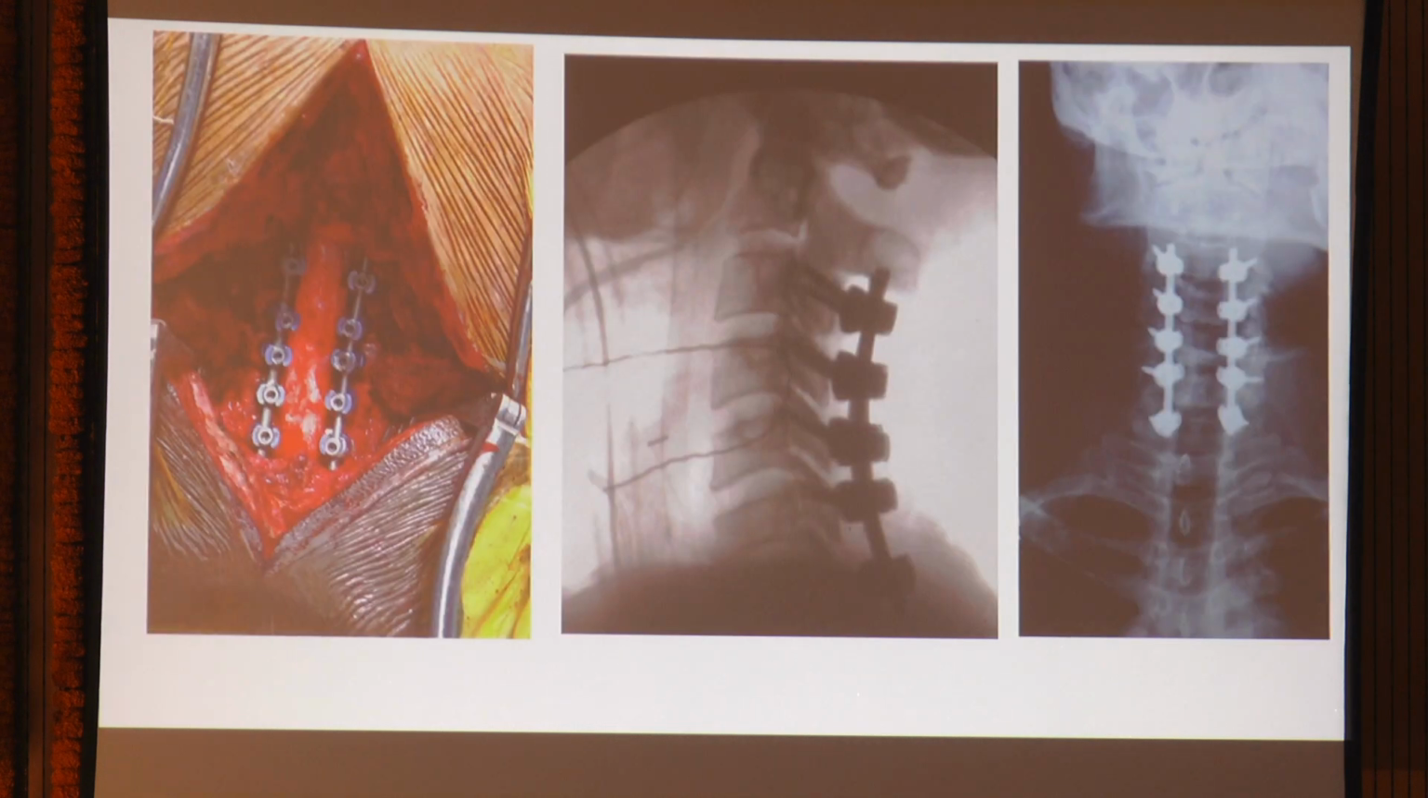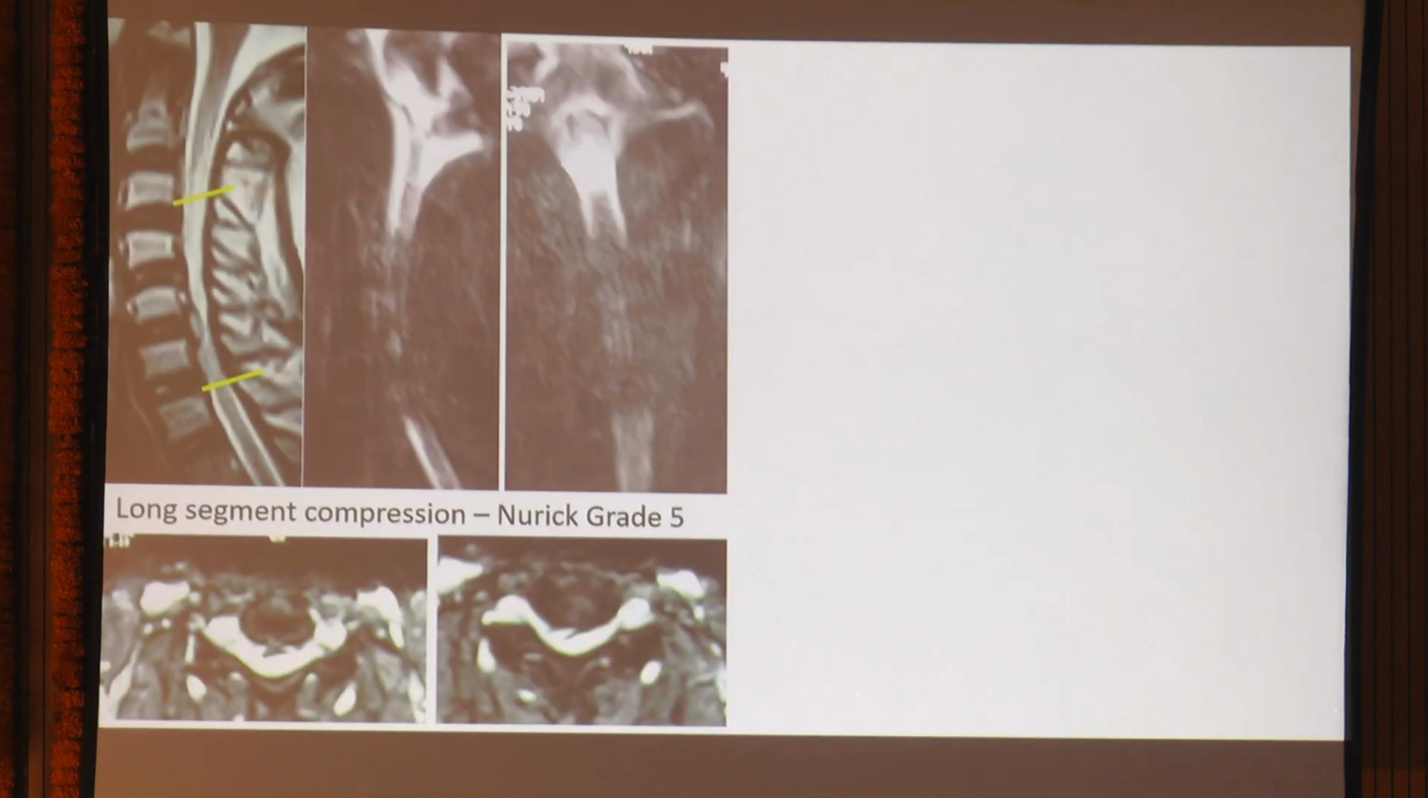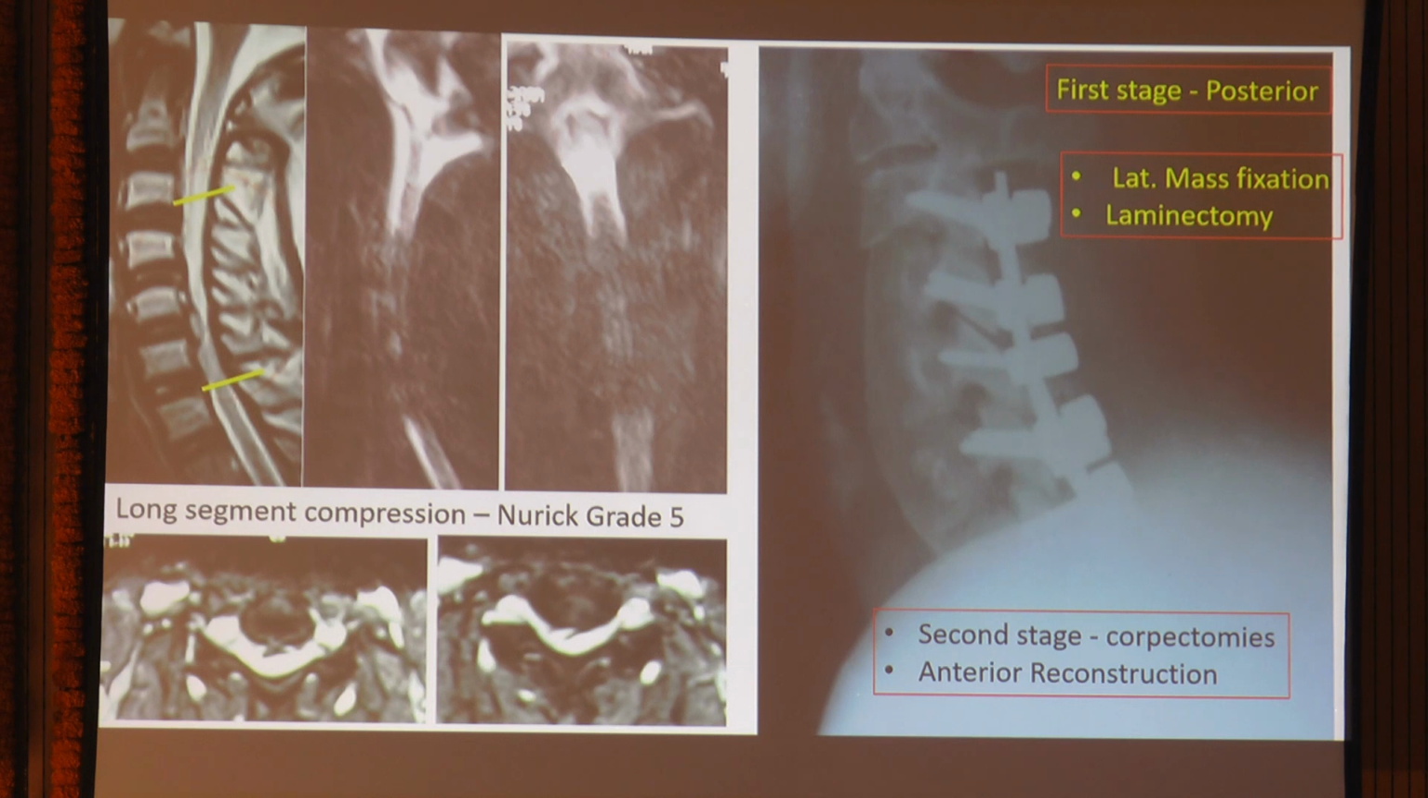Instrumented fusion posteriorly, you can do. This is the lateral mass screw fixation. So this is a nice cord decompression. This patient improved significantly. So these are the advantages of decompression with instrumentation: there is no post-laminectomy kyphosis, you prevent instability, progression of OPLL is not going to happen, and it reduces the microtrauma to the cord. Okay. So here you can see first stage here we did posterior and then anterior.